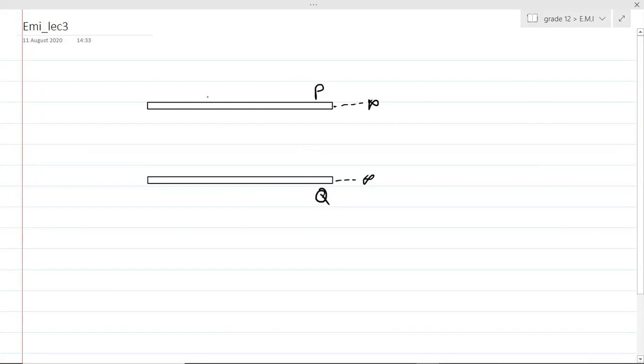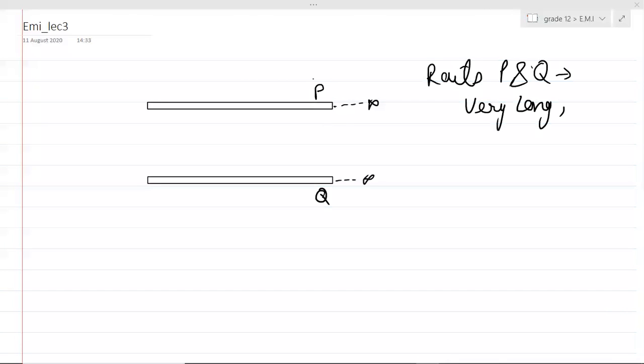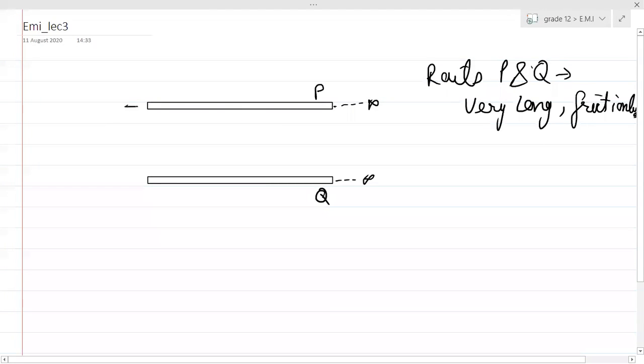So is this clear, guys? Two rails, P and Q. P and Q are very long, and they are frictionless. They have given whatever data is there in word format, but I'm not writing the full thing. They are separated by a distance L. Distance between P and Q is basically L, right?